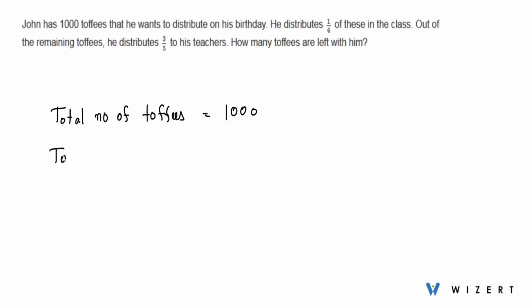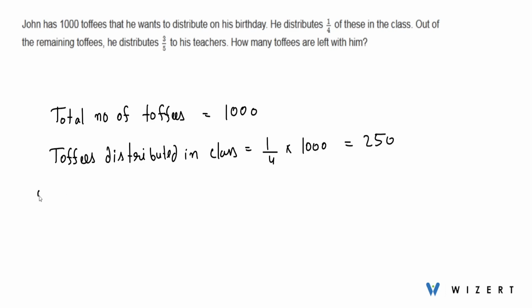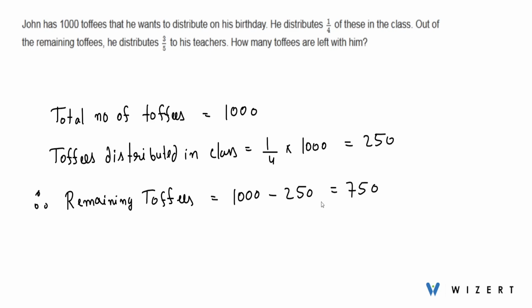So toffees distributed in class equals 1 upon 4 multiplied by 1000, which gives 250 toffees. Therefore remaining toffees will be equals 1000 minus 250, which gives us 750. So remaining toffees is 750.